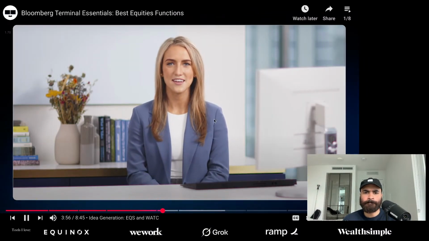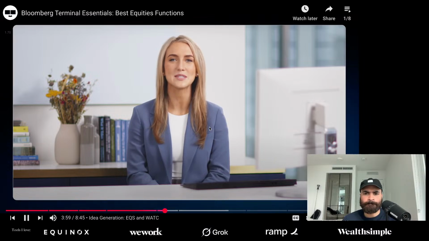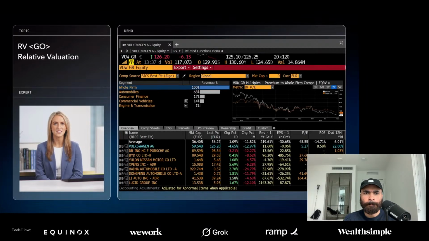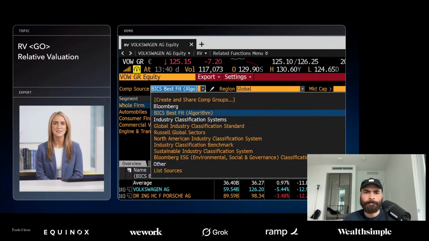At this point, you've got a few easy ways to conduct basic top-down analysis on equities. Now, let's look at some bottom-up approaches, which start with a single company. Let's do a bit of research on Volkswagen's performance relative to its peers. We can do this in the relative valuation function, or RVGo. This function acts like a summary of data about a company and its peers. You can change or customize the peer set you're comparing against with the amber bar in the top left.